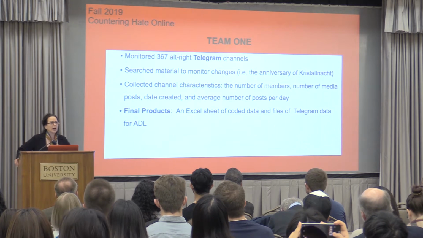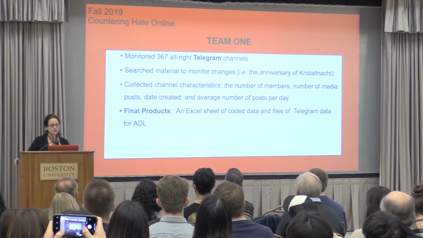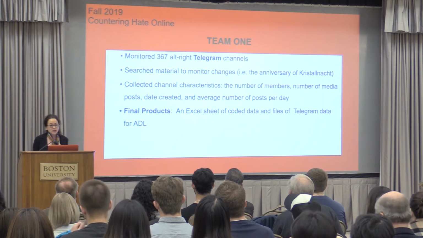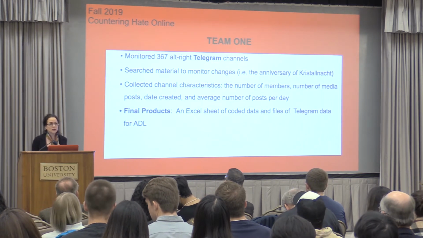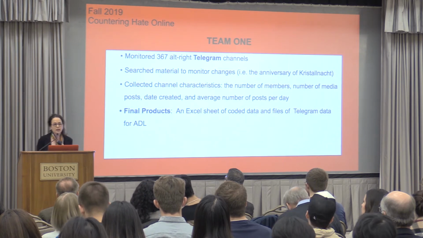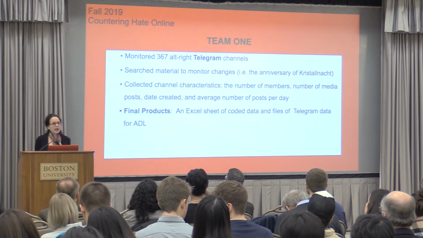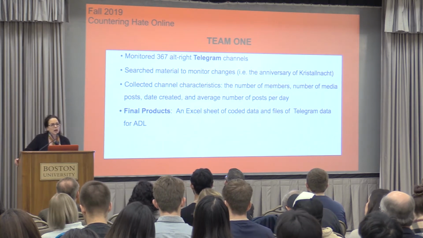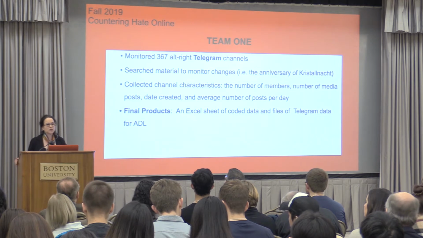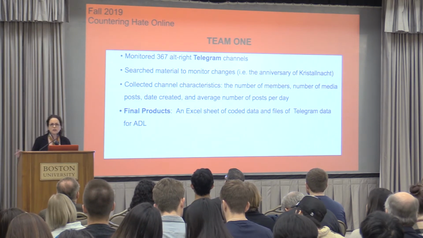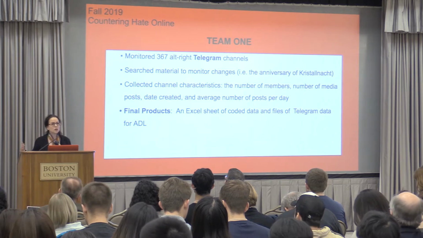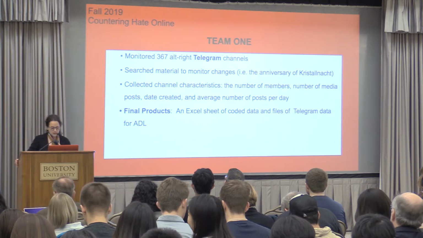In the course, we had 4 teams. Team 1 was able to monitor Telegram channels. Those channels had been identified for us just as 8chan was going down. I'm sure you all know that 8chan was taken down after the El Paso attack, the white nationalist attack that happened late this summer. And the students were able to monitor, at the request of the Anti-Defamation League, some particular dates. Did anything change on particular dates? For example, the anniversary of Kristallnacht. The Anti-Defamation League gave us a list of dates to monitor, and they collected channel characteristics in order to share them with the Anti-Defamation League.